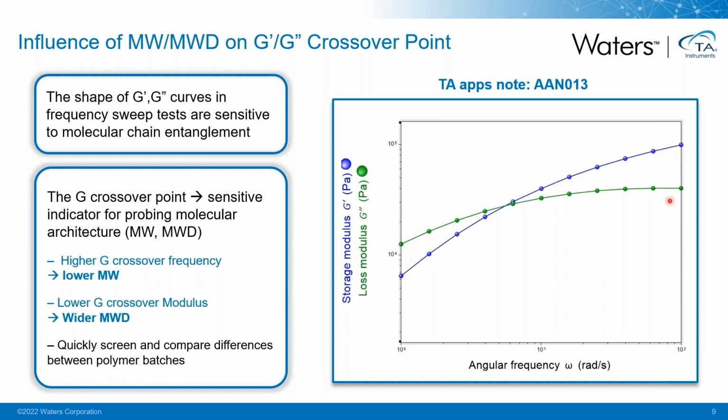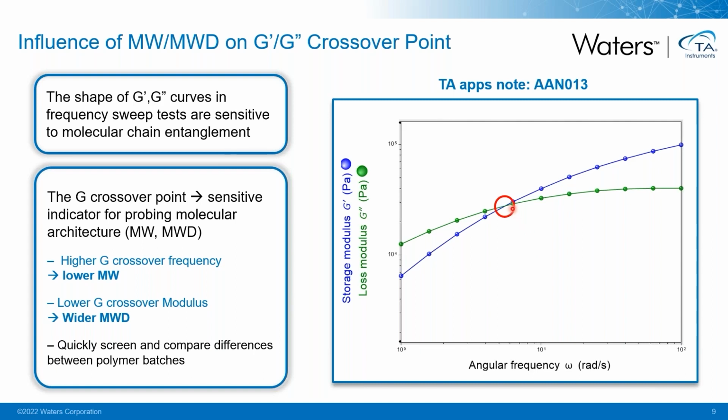Therefore, it behaves more solid-like, with G' greater than G double prime. While at lower testing frequencies, which correlate to long timescales, the polymer chains are able to fully relax over the duration of deformation. So it behaves more viscous, with G double prime greater than G prime. Within this testing frequency range, this G' G double prime crossover point is sensitive to the molecular relaxation.